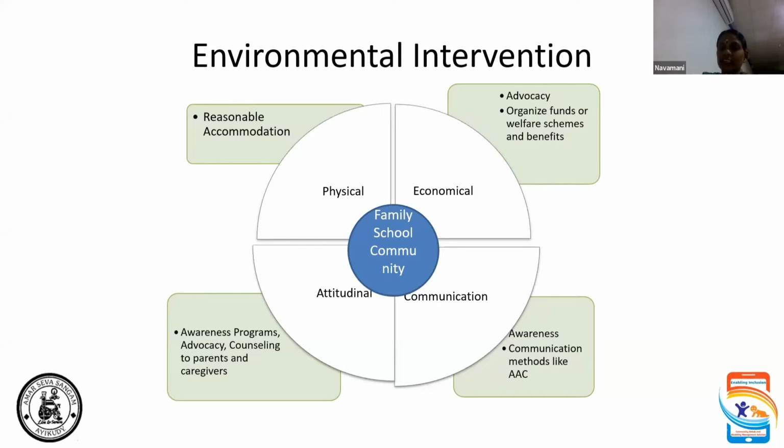And the fourth one is the communication. With respect to the communication, I feel like the awareness is the most important one, because many times we forget that people with disabilities, children with disabilities, don't get the general information we get. So it is just the consciousness we should have. So we work on the awareness area, and also for the communication, other communication methods like AAC.